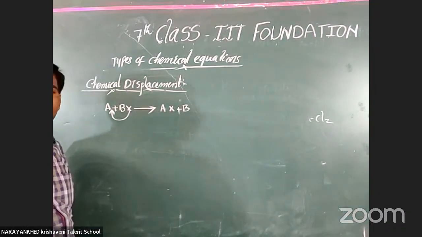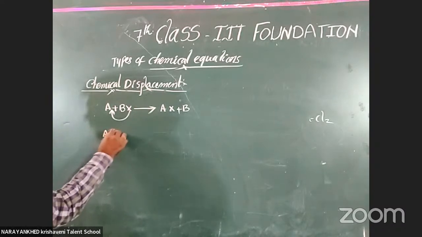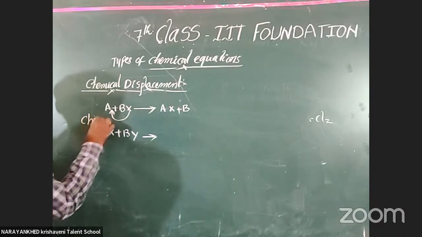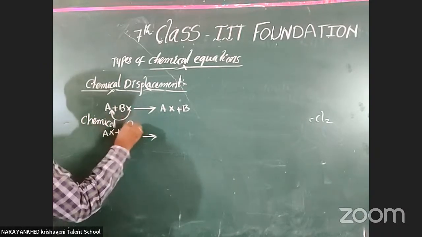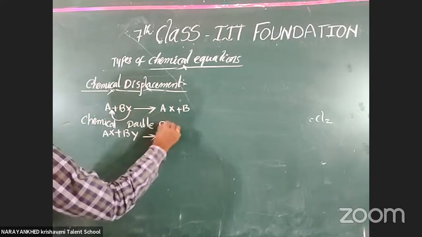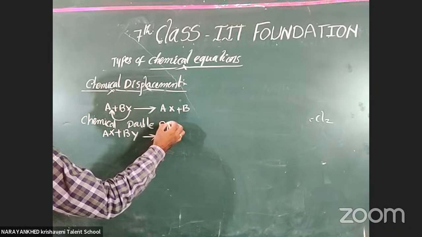Now that has some difference. Suppose you take a double displacement: there are two compounds on the reactant side, and on the product side two displacements occur. Like that it is called a double displacement. AX plus BY gives rise to. This is called chemical double displacement.